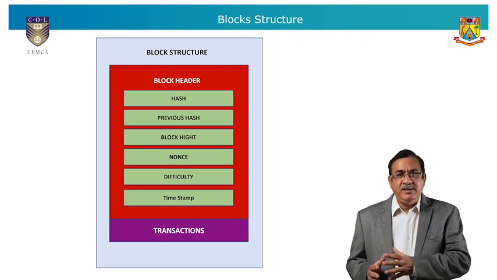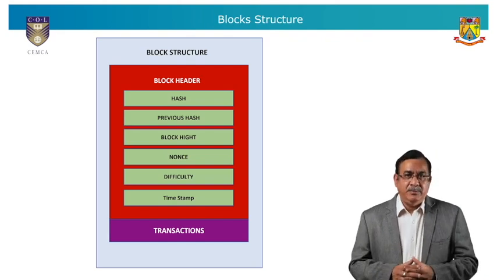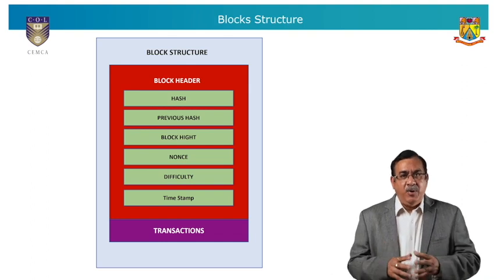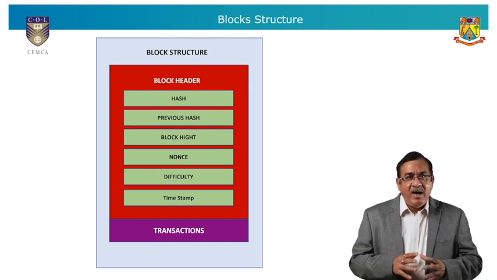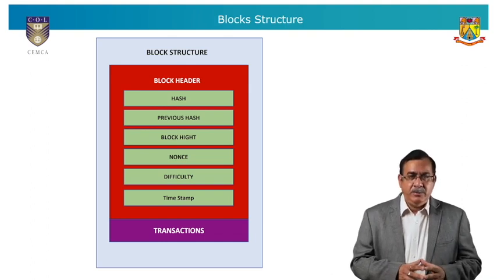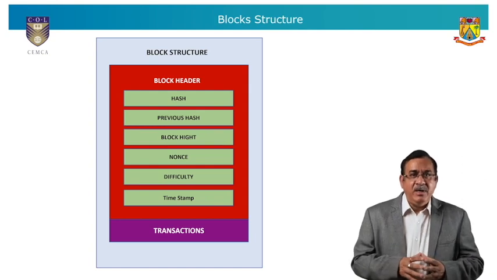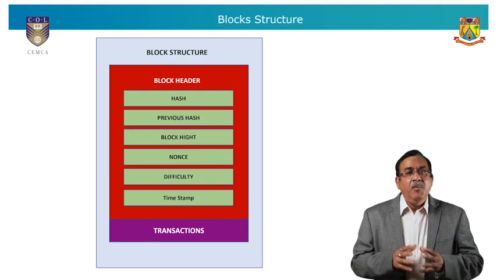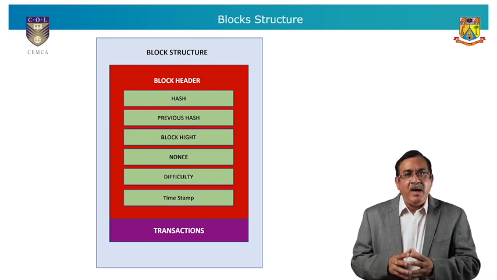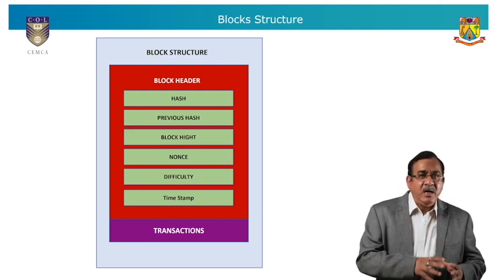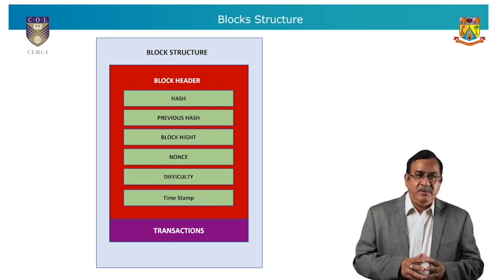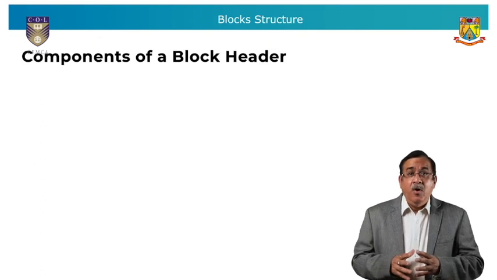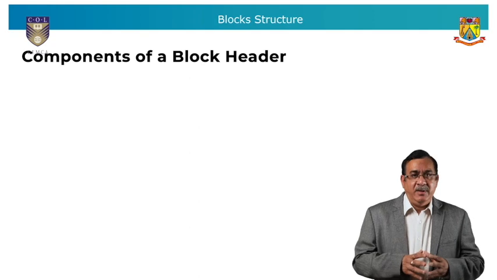Block header contains the metadata about a block. A block in a blockchain is identified via the block header hash. So the block header hash is like an identity card for a block in the blockchain. The block header hash is determined by applying the SHA-256 algorithm twice. So what are the components of a block header?